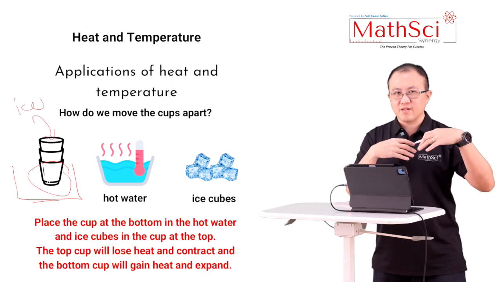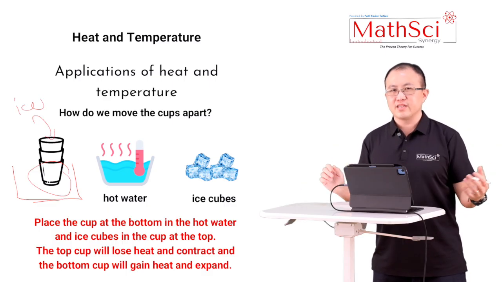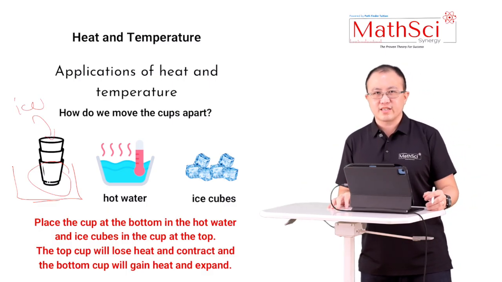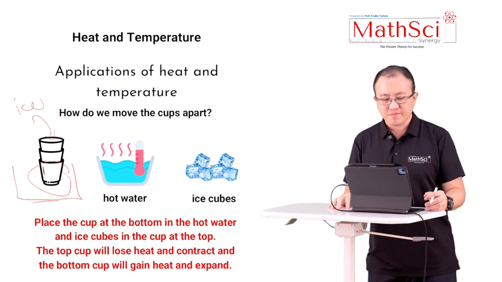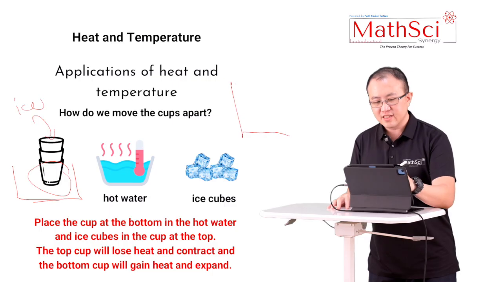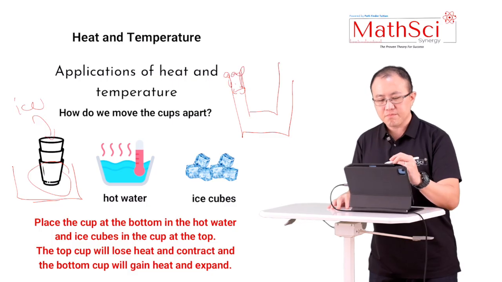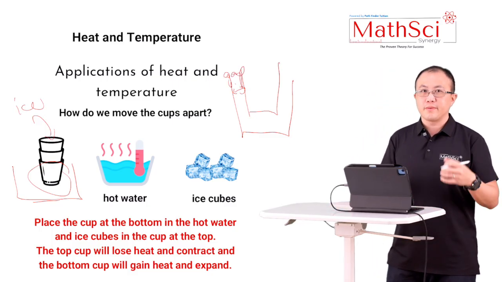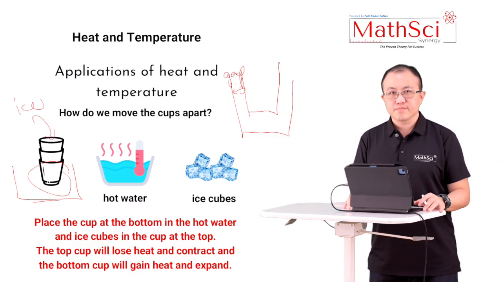So you shrink the top and you expand the bottom, and that is where you get the cups to separate. Expansion will cause the cup to do this, and contraction will cause the cup to do this. So now you have created a gap between the cups, and you will be able to pull them out more easily.